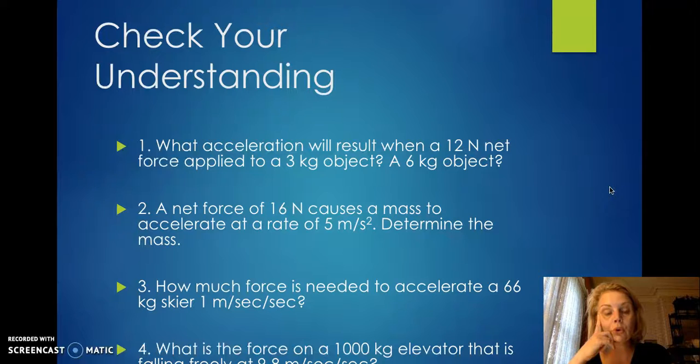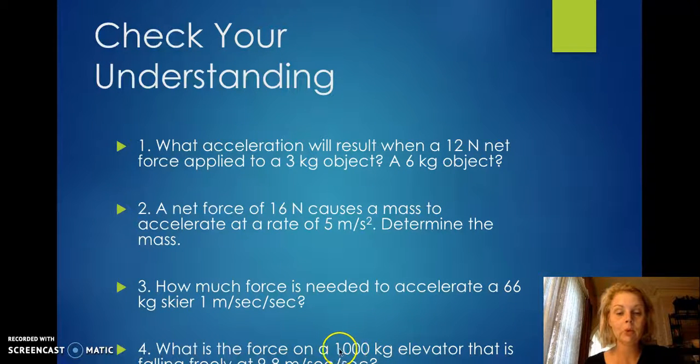Okay, how much force is needed to accelerate a 66 kilogram skier 1 meter per second per second? So we're looking for F. F equals mass, that's mass, times acceleration, that's that. It's 66.